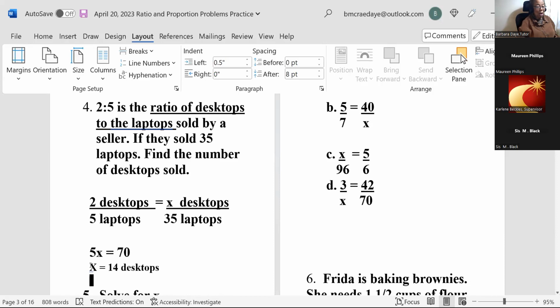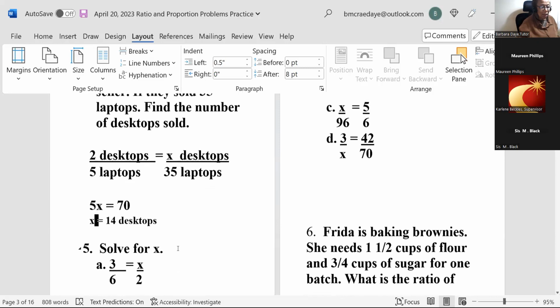And you know your number has to be smaller. Why do you know that, Maureen? Why do you know your number has to be smaller than 35? Because it says 2 to 5. Yeah, 2 to 5. So that means you sold more laptops than desktops. 2 represents the desktop, so your number has to be less than 35. If I gave you a multiple choice and you had a number greater than 35, you could eliminate it because it's got to be less than 35. Got it? Okay, very good.